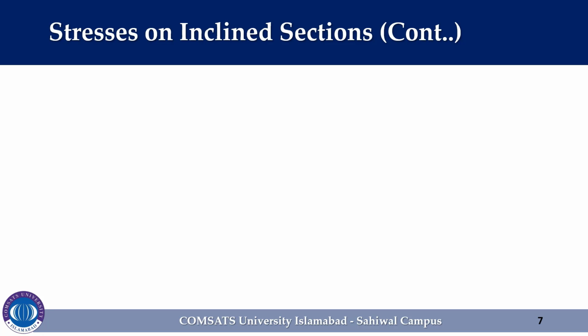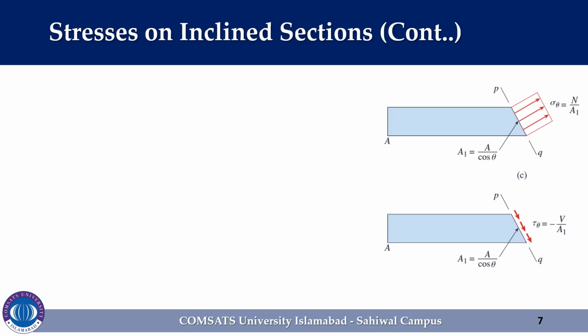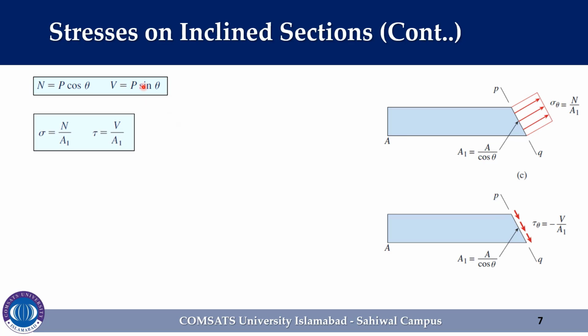For a bar in tension, the normal force N produces positive normal stress, and the shear force V produces negative shear stress, as shown here in the figure. As we know, the normal force N on the inclined plane is equal to P cos theta, and the tangential force V is equal to P sin theta, and stress is expressed as force per unit area.